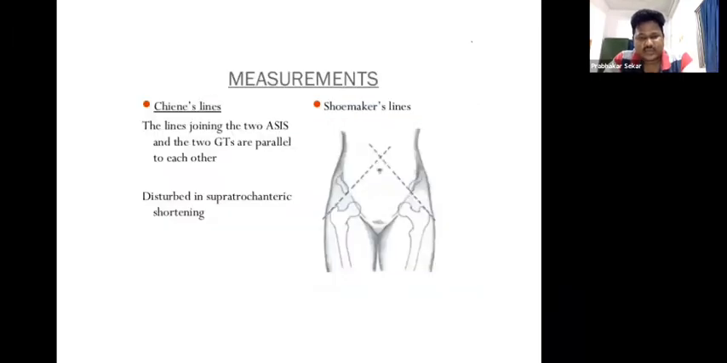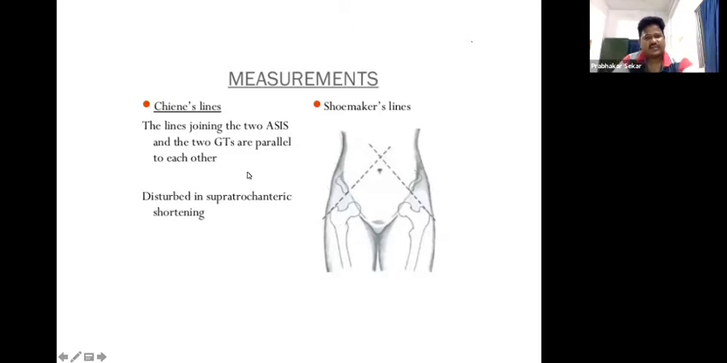Shoemaker's line is taken in supine position. You extend the line connecting the GT, the greater trochanter, to the anterior superior iliac spine. If it crosses above the umbilicus, there is no shortening. If it goes below the umbilicus, then there is supratrochanteric shortening, that is, the proximal portion of the femoral shaft has gone up.